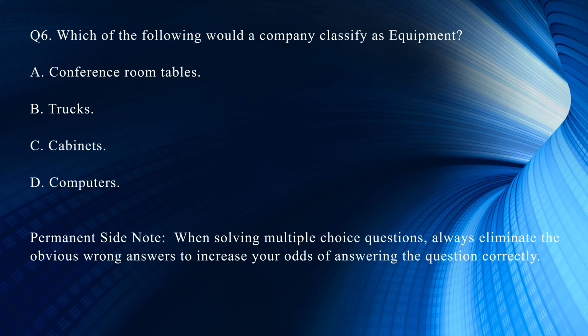Let's move on to C, cabinets. Cabinets, again, is more like A, conference room tables, which is furniture. A cabinet is a piece of furniture. Just think about your home or your apartment where you're living. You have cabinets there. That's really not equipment, that's furniture. So we're left with D, computers, and computers are a type of equipment. So we know the answer to question 6 is D, computers.